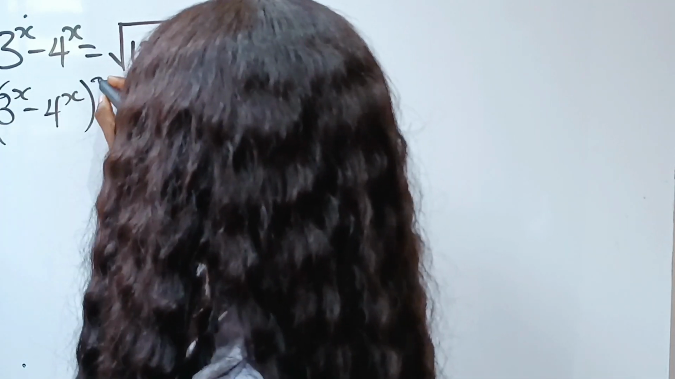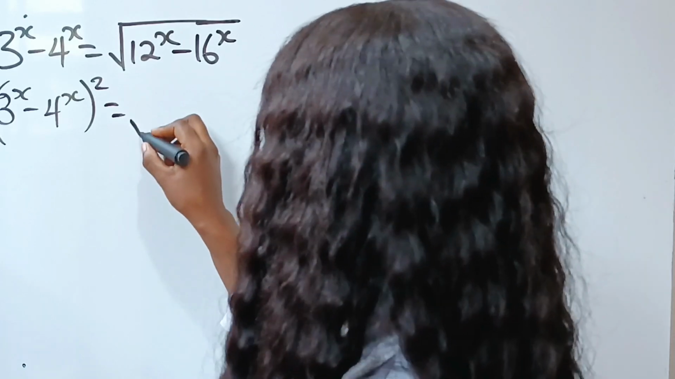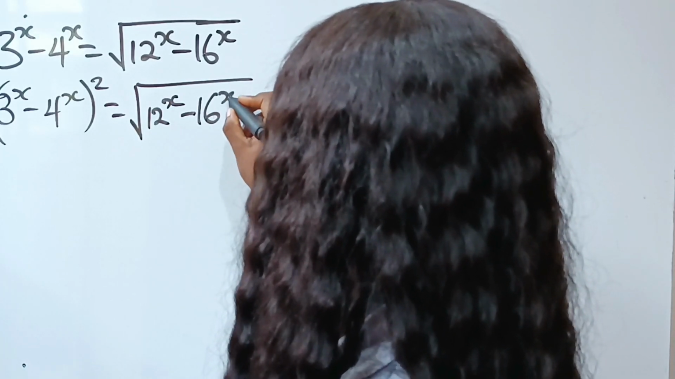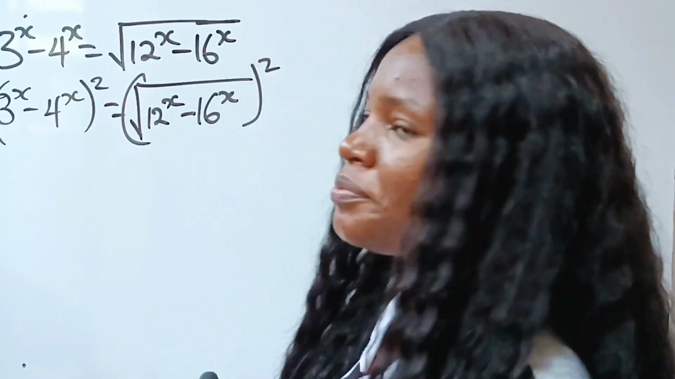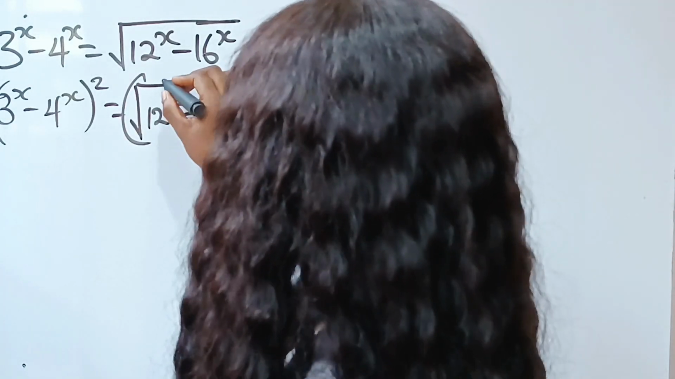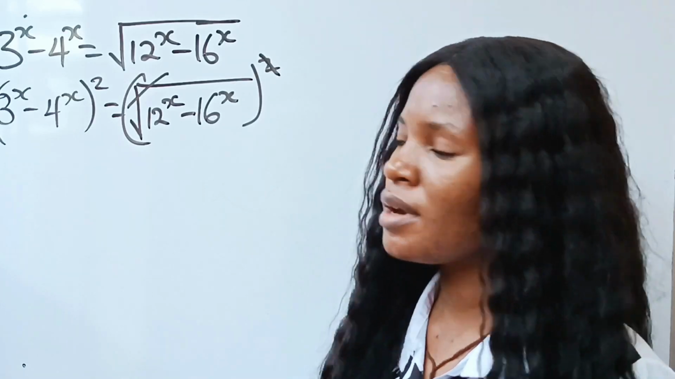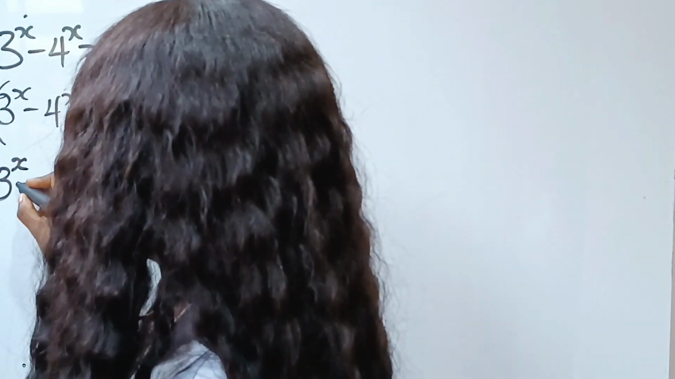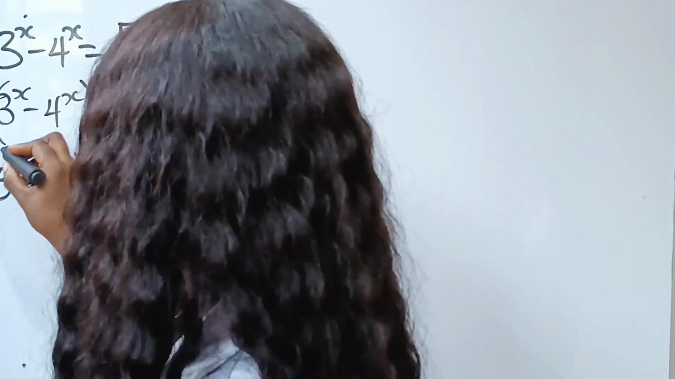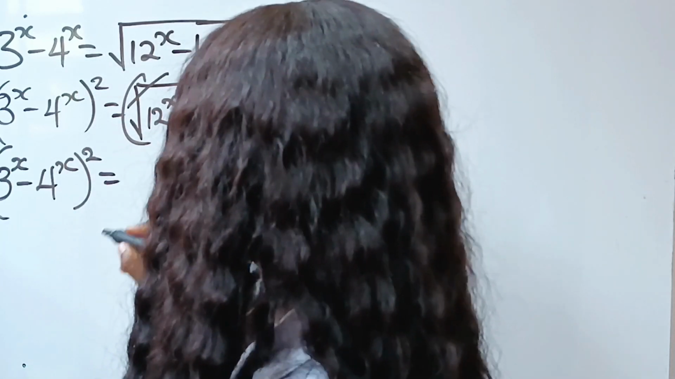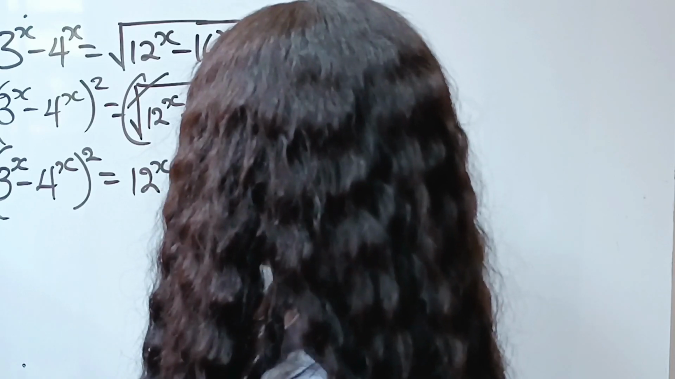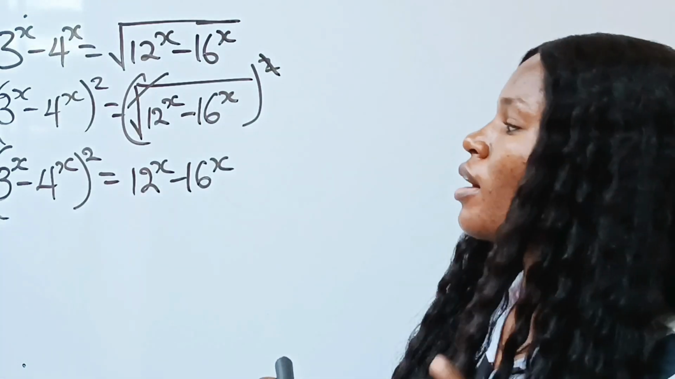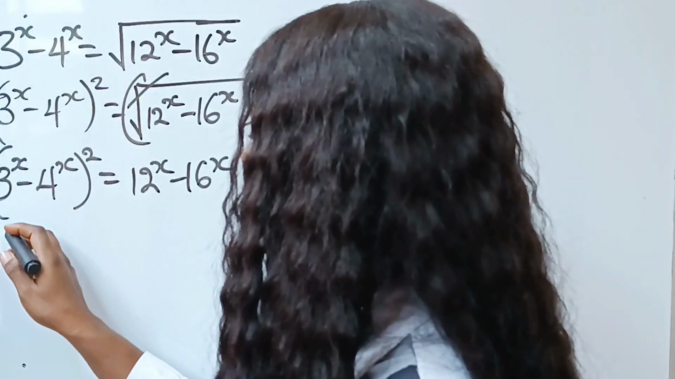All right, squared is equal to the square root of 12 to the power of x minus 16 to the power of x, squared. All right, now squaring always cancels square roots. So what we now have here is (3 to the power of x minus 4 to the power of x) raised to the power of 2 is equal to 12 to the power of x minus 16 to the power of x.